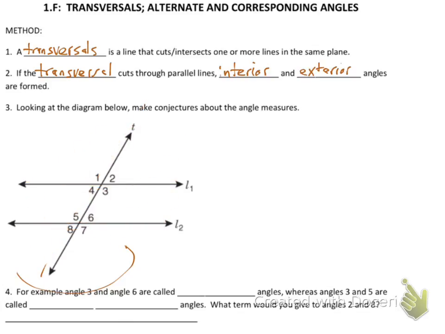I'm going to erase all of those extra lines on there. So we have interior and exterior angles formed. So on 3, we go back to that diagram with angles 1, 2, 3, 4, 5, 6, 7, 8. What kind of conjectures or things can we say about those angles? What do you guys want to say? Let's set aside that we can't assume things right now, but what do you want to assume by looking at that?